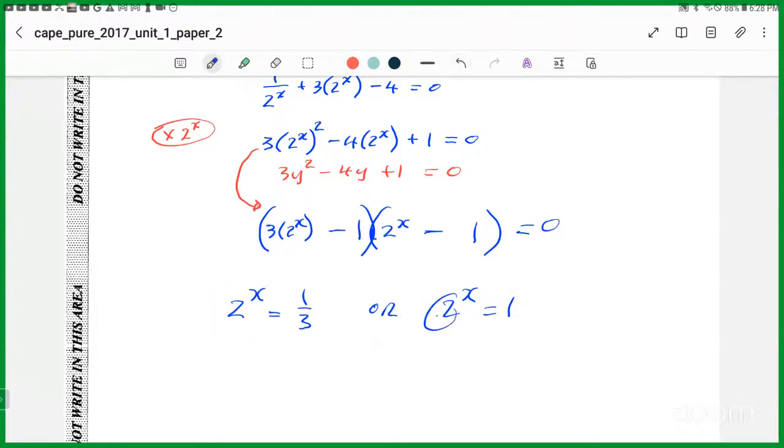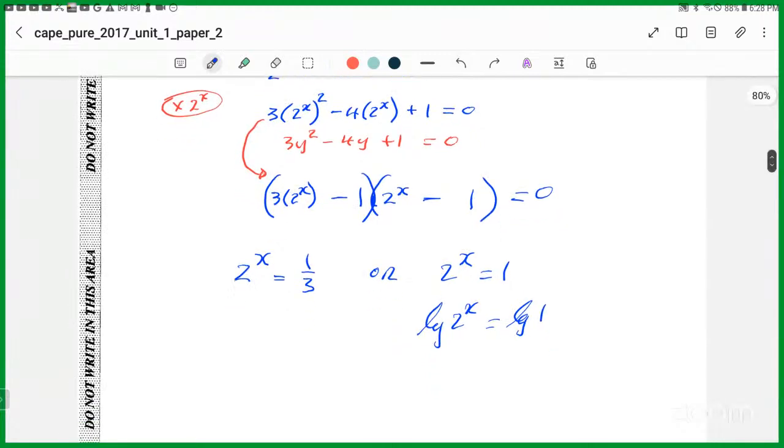Remember, any number raised to the power 0 is 1. So for this one, the x is 0. If you didn't know, you could still take log of both sides. You could say the log of 2 to the x equals log of 1. The log of 1 is 0, and then this x will come to the front. So you get x times the log of 2 equals 0, and you divide by the log of 2 and get 0. But I prefer to recognize from right here that the x is equal to 0. The more things you know, the better.